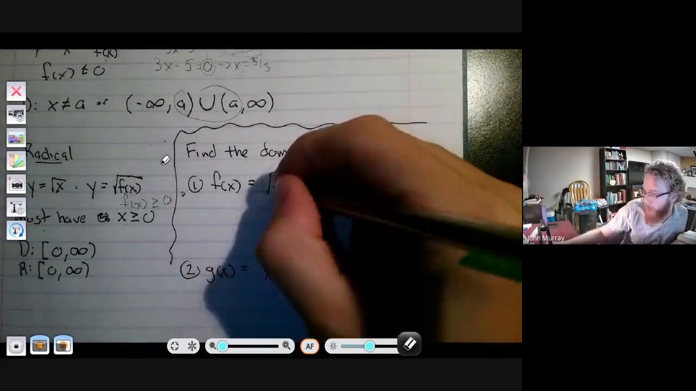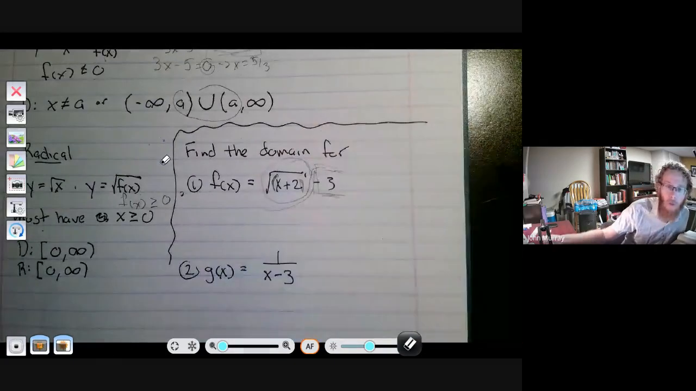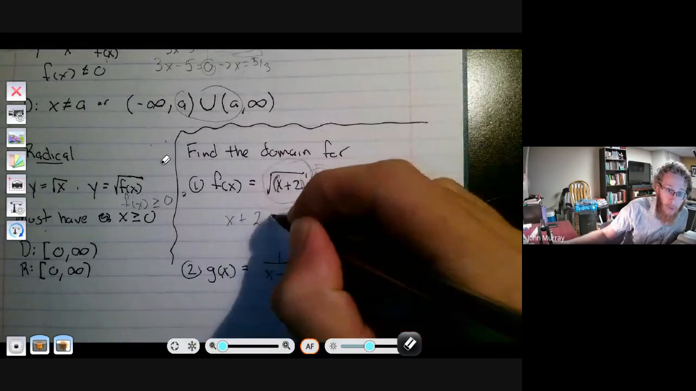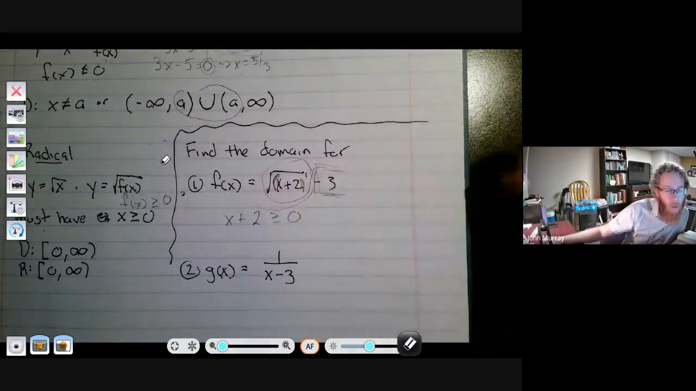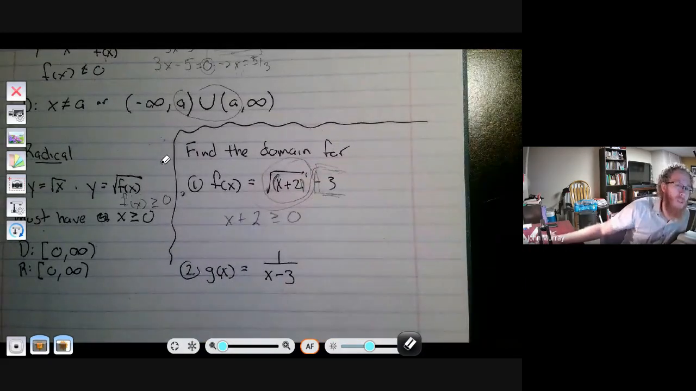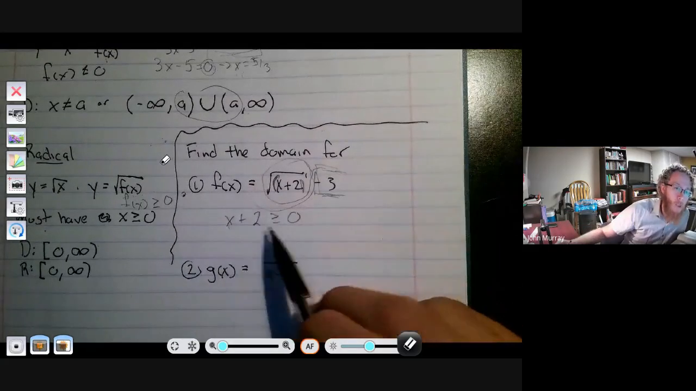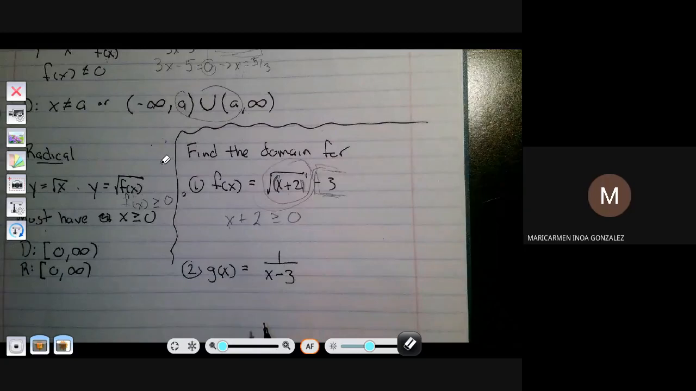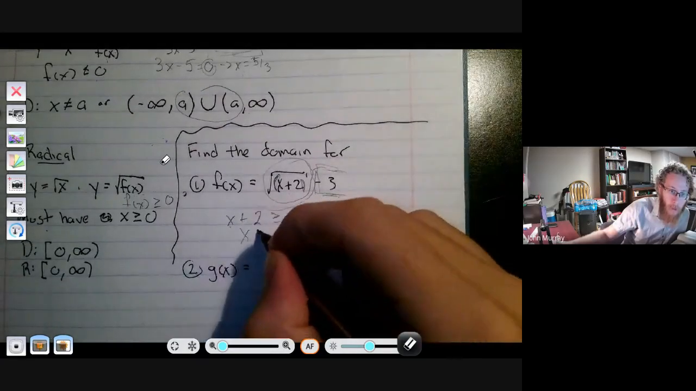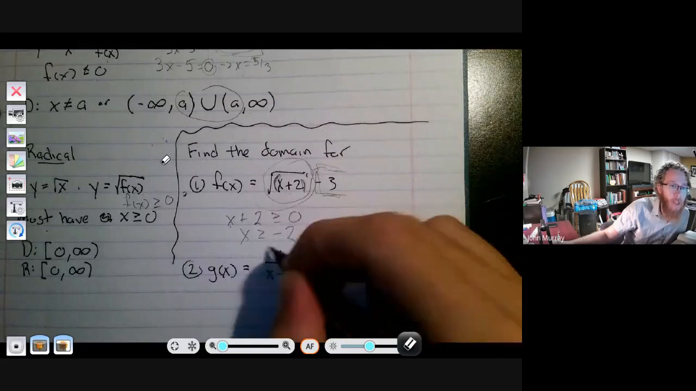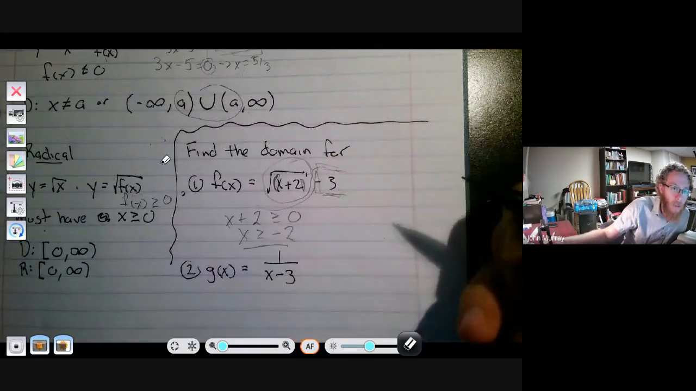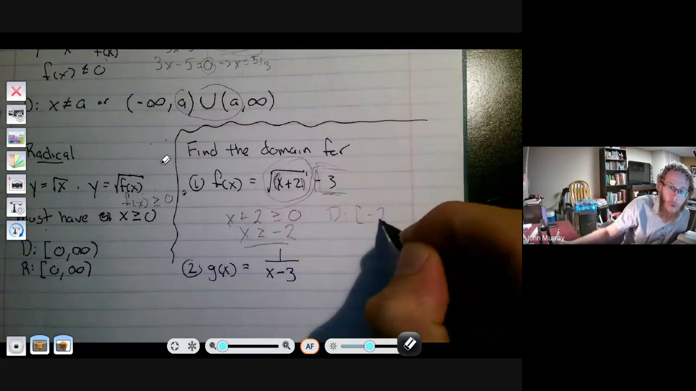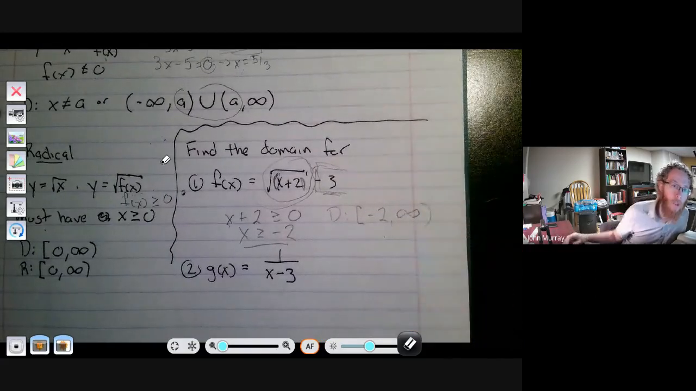So what we're going to do is take what's underneath the square root. I'm going to rewrite it, and I'm going to set it greater than or equal to 0. All right, and now all I have to do is solve for x. How do I get the x alone here? What do I have to do to solve for x? Subtract 2. All right, so I would have x is greater than or equal to -2. And there's my domain, okay? That's all we have to do. So I could say the domain goes from -2 to infinity.